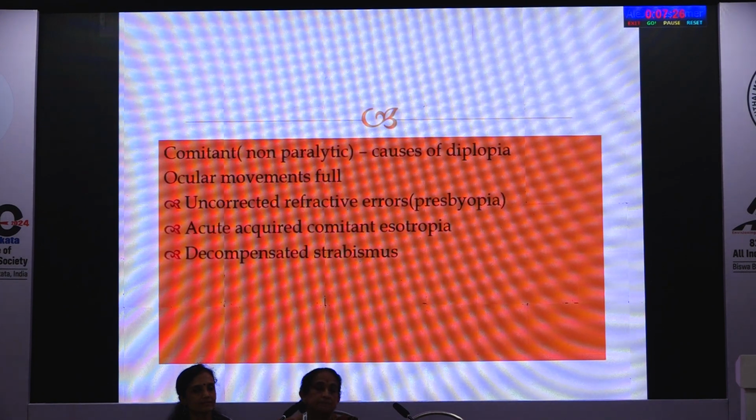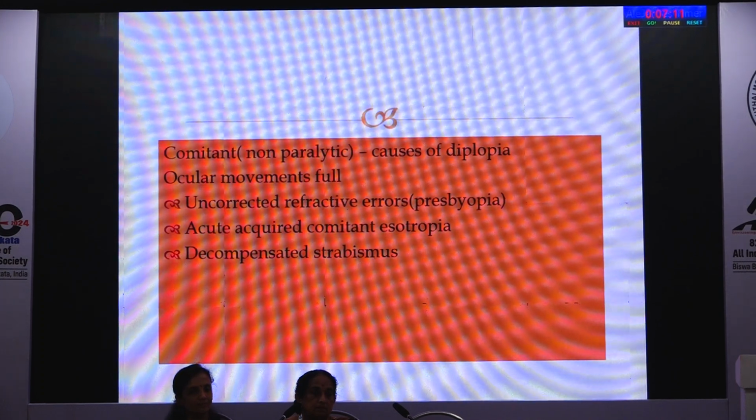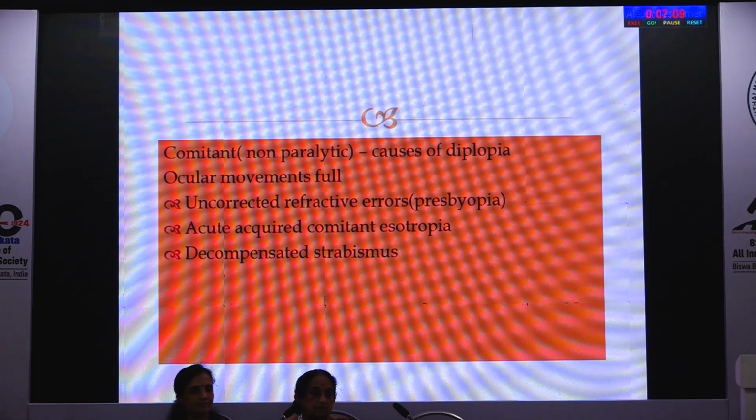And coming to the comitant part, or the non-paralytic, what I mean is that you have normal extraocular movements. Then you should think of conditions like uncorrected refractive error, especially in the presbyopic age. People who resist using glasses can come to you with complaints of double vision. So always rule that out.